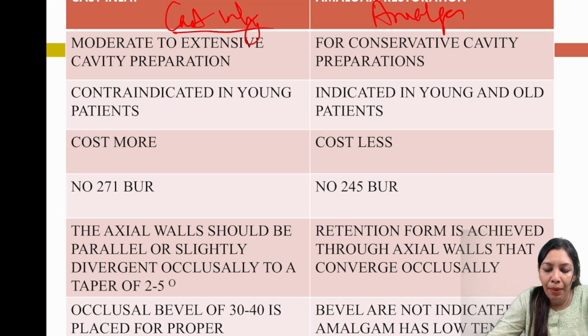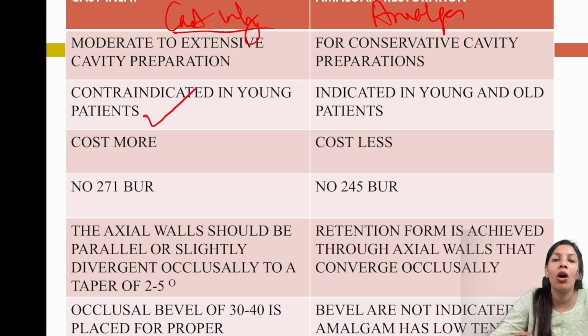First of all, amalgam restoration is always a conservative cavity preparation, where we conservatively produce the occlusal convergence, etc. In the case of inlay, we produce it in an extensively destroyed tooth, where we will be creating an extensive cavity preparation. Since it is extensive, it is contraindicated in young teeth because in a young tooth the pulp is more superficially placed, so it cannot be used in young patients. But amalgam can be used in young as well as old patients.